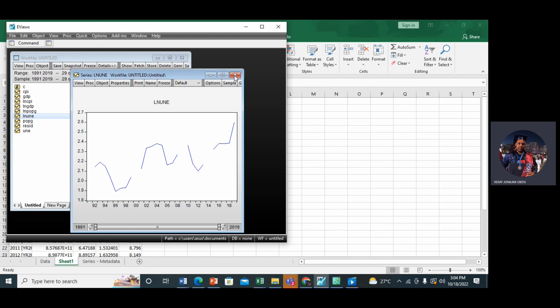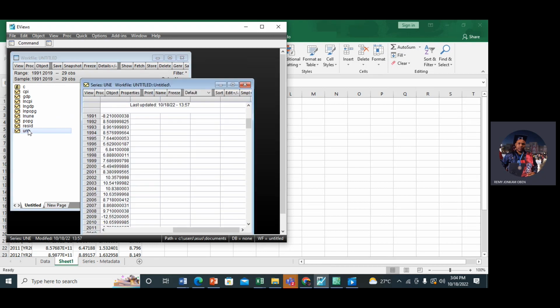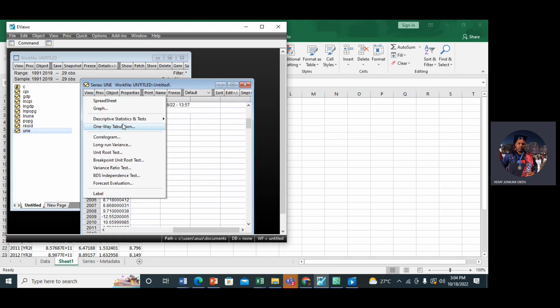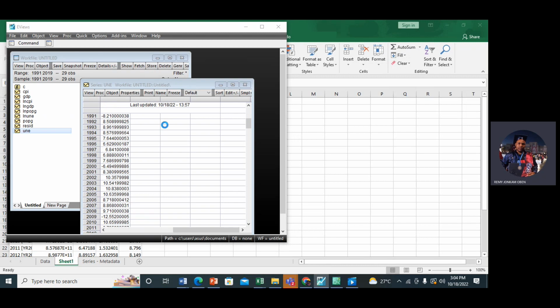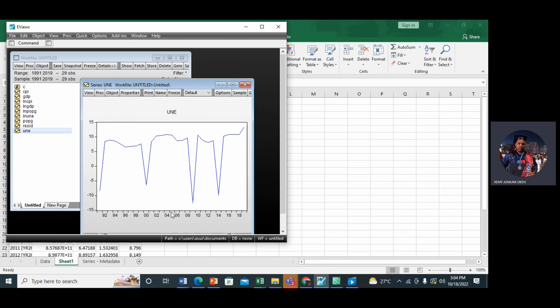So that is it. I'm deleting it. Look at the original series on unemployment. Let me open it. Look at the graph. You see the graph is continuous, right? There are no breaks. But by the time you take the logarithm of this series, since this series includes negative numbers, you lose some values because the logarithm of a negative value does not exist.